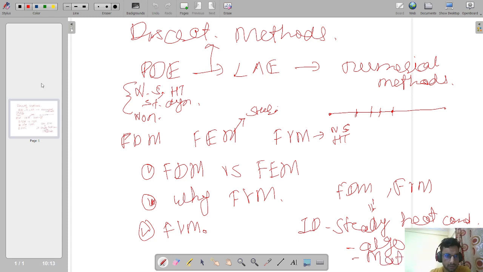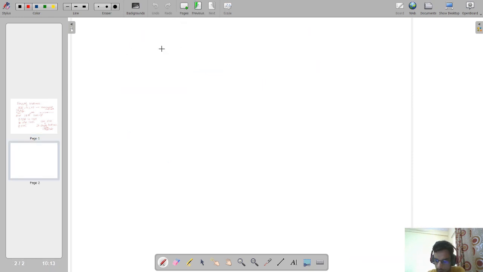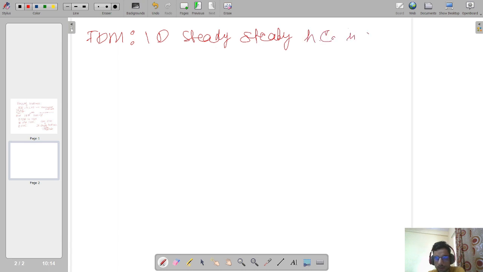So now first let's move on to the finite difference method and start with it. So we have FDM. From now on, it's better to move with an example and learn everything with a practical approach. So for that, we'll consider 1D steady state heat conduction in a rod. All right, so we'll learn everything with the help of this example. So the equation for this is this.